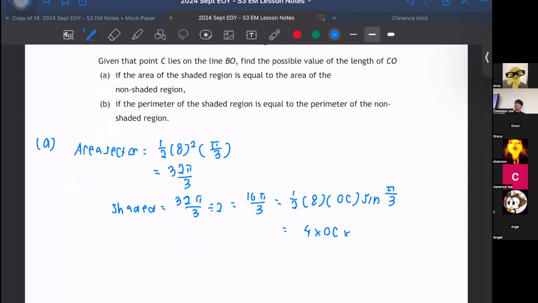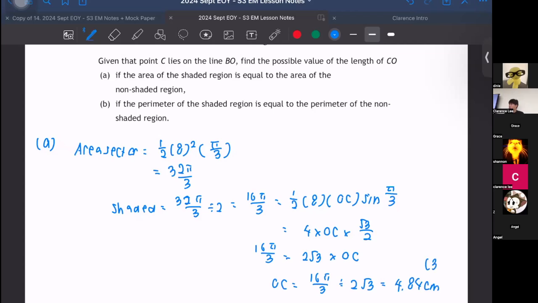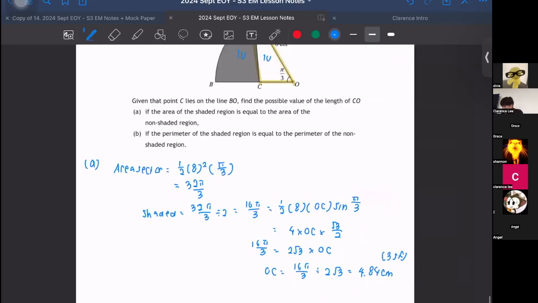Pi over 3 is 60 degrees, which is considered a special angle, equivalent to root 3 over 2. But if you use the calculator, you also get the same thing, so it's fine. Therefore, from here, you will get 2 root 3 times OC equals 16 pi over 3. Therefore, OC will be 16 pi over 3 divided by 2 root 3, to give me 4.84 cm to 3SF. Okay, that's the first part.